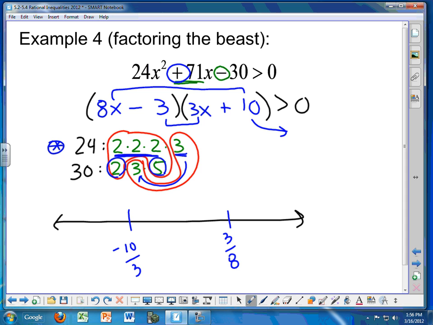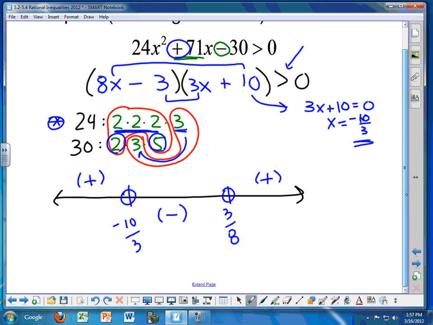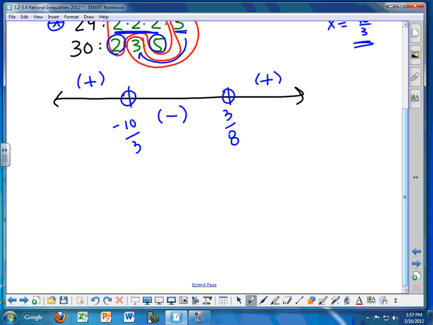We find those by setting this 3x plus 10 equal to 0 and then solving. Negative 10 thirds is the number that goes on the line. Of course, our sign is greater than 0, so we're looking for neither of these to work. And our signs, I'm going to put these in there quickly. Oops. That should be a plus and then a minus and then a plus. Again, alternating because they're single powered. I've seen that enough times already, so I can do that quickly.